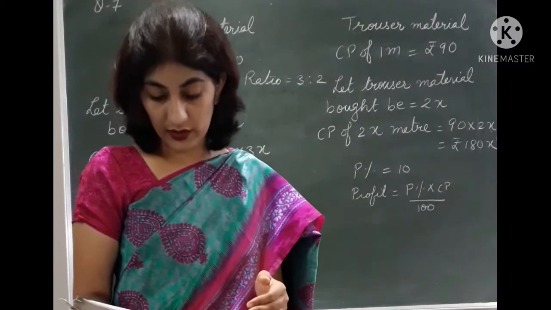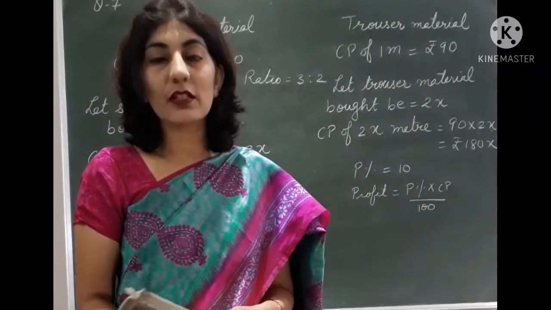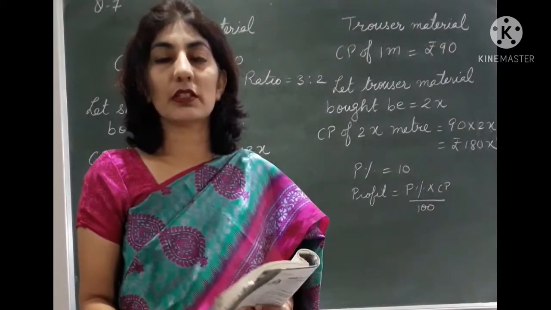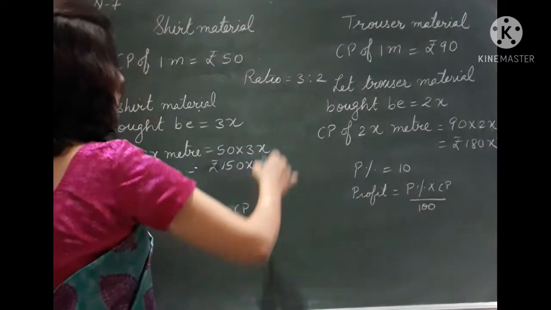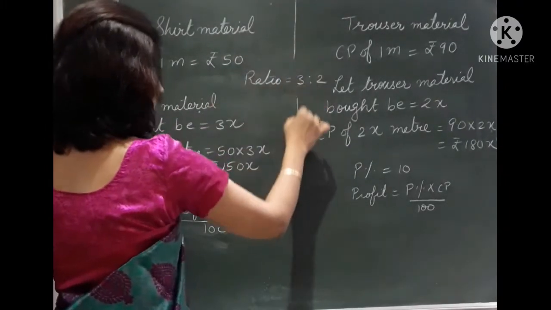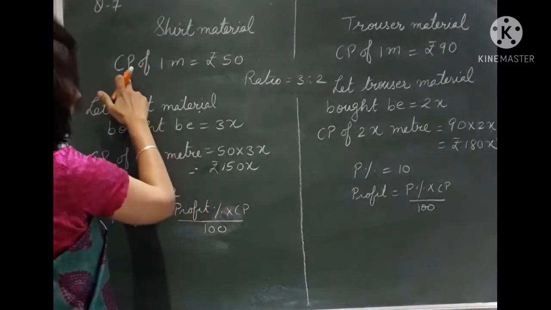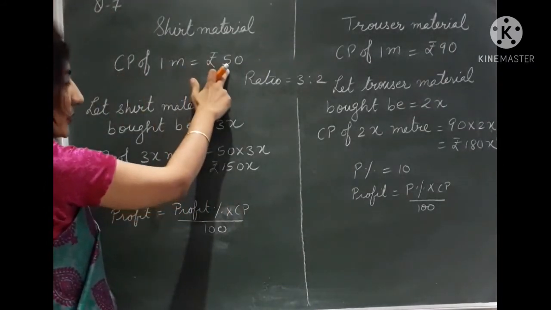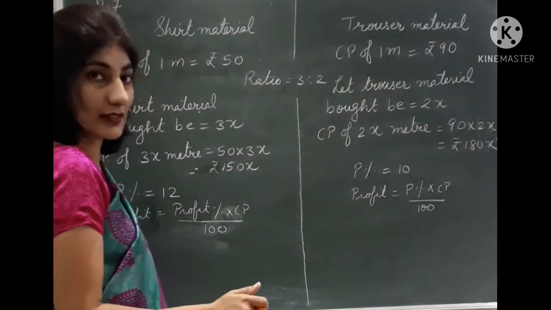Let us read the question again. Hassan buys two kinds of cloth material. Shirt material costs him rupees 50 per meter and trouser material rupees 90 per meter. So you can make two columns like this, one for shirt material and one for trouser material. Cost price, CP of 1 meter of shirt is rupees 50 given in the question, and CP of 1 meter of trouser is rupees 90.